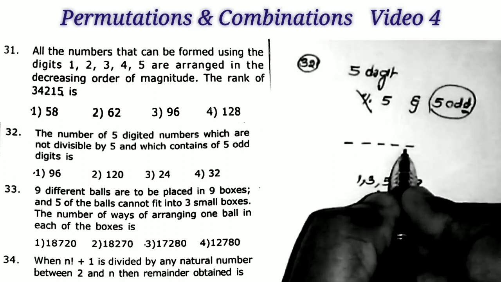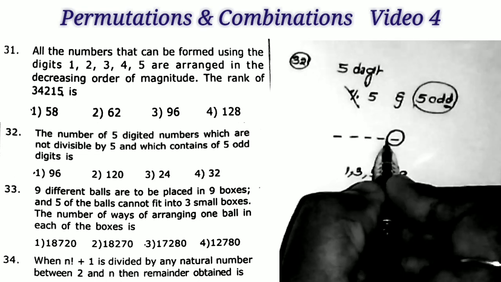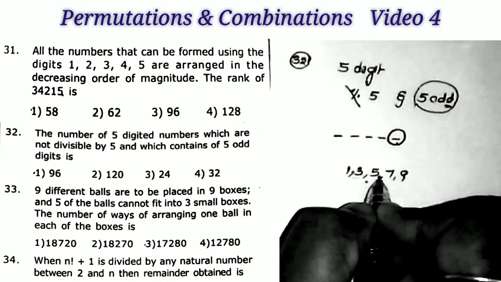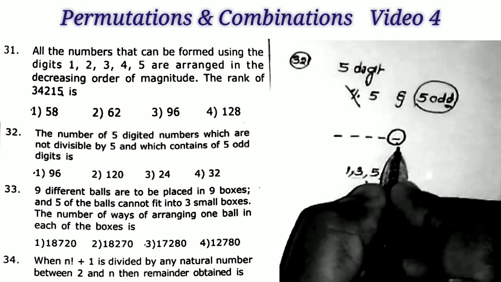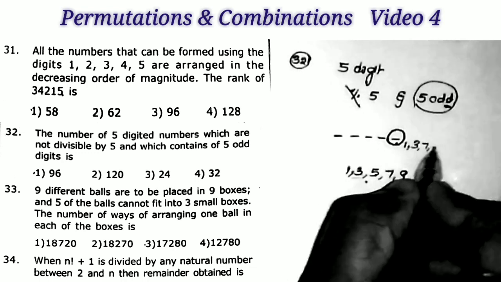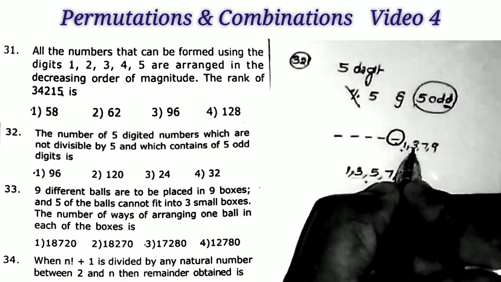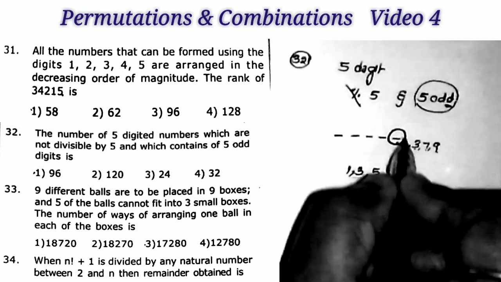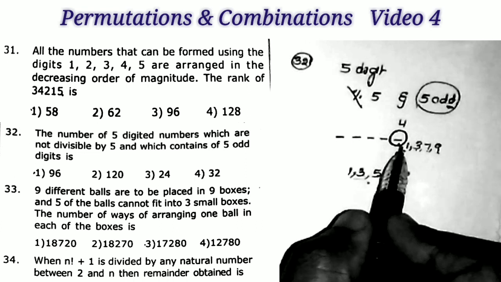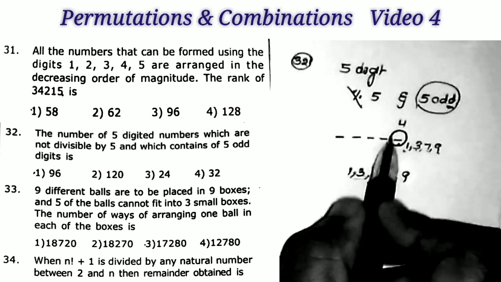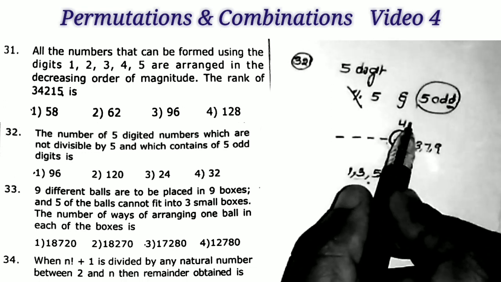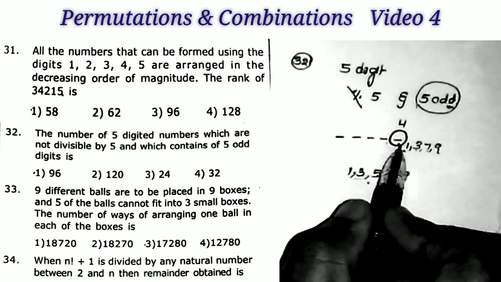And which is not divisible by 5. Not divisible by 5 means we don't take the number 5 here. In the given numbers we have the digit 5, but we don't take that 5 here. That is, we can fill the units place with either 1 or 3 or 7 or 9. That can be done in 4 ways. Understand? So here the condition is the number is not divisible by 5, means we can fill this gap with these 4 numbers only. That is, the possibilities for this gap is equal to only 4.